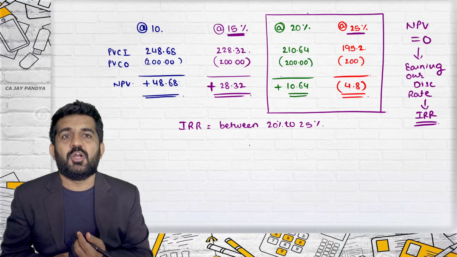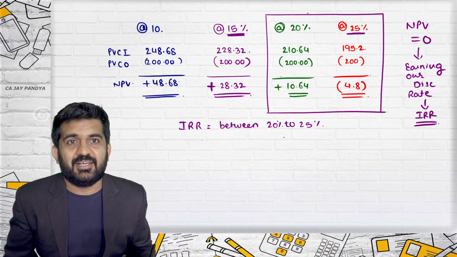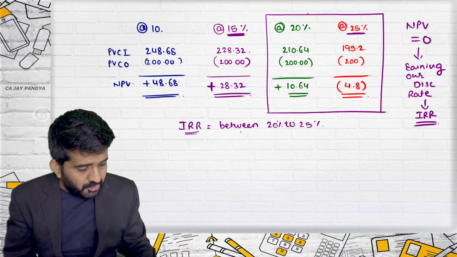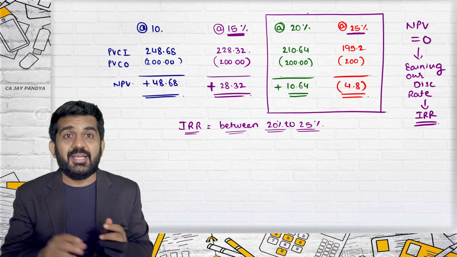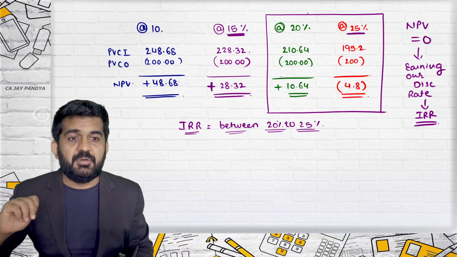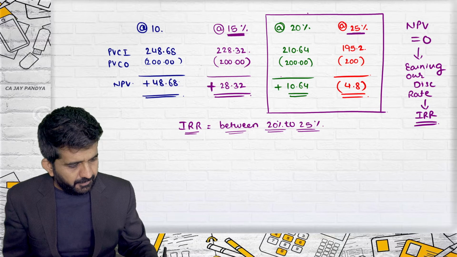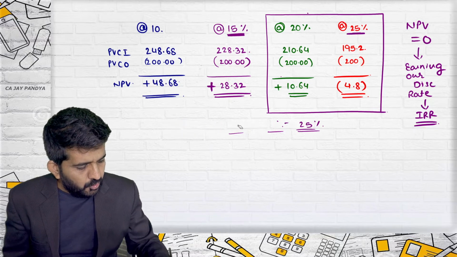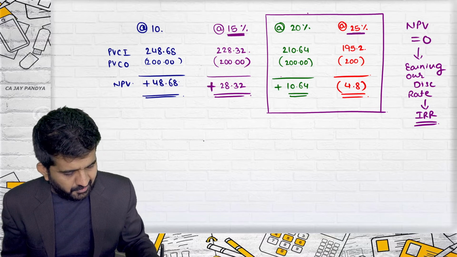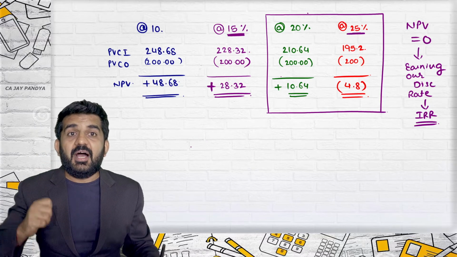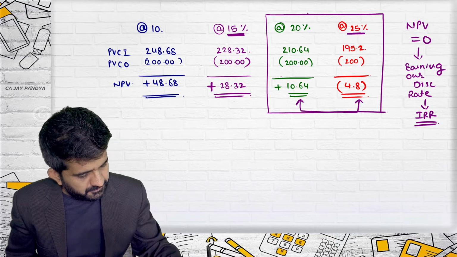Still I have not got my correct answer. Alright, still this is not the correct answer. What should be the IRR? I still don't know. I just know the range. It should be between 20% to 25%. Try to concentrate to find out IRR. To find out IRR, I will be using these two figures.